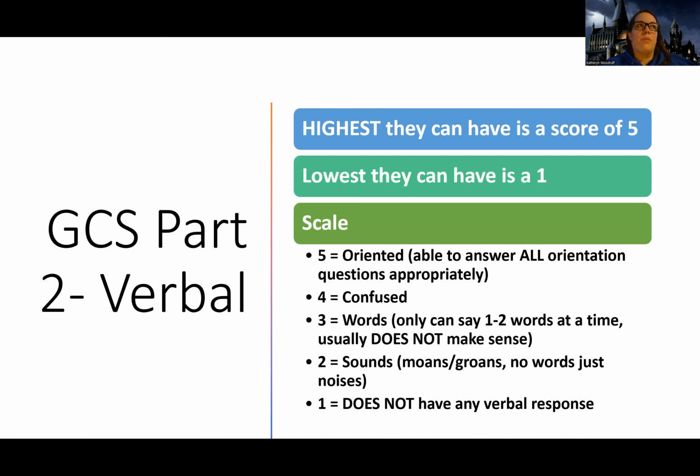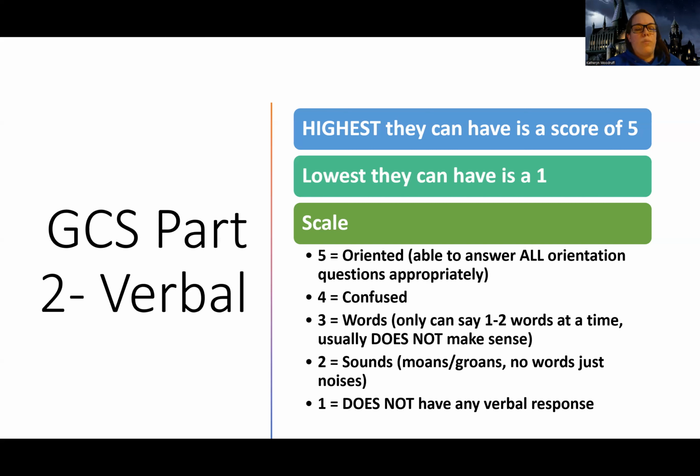So the highest or best verbal response is not just someone who can talk, but someone who can verbally respond appropriately. A 5 would be someone who's oriented. If I go and talk to someone and they're able to answer all my questions appropriately, they would be a 5. If they're able to talk to me, they have verbal abilities, but they're not making sense, they are disoriented, confused, not answering questions appropriately, they would be a 4.